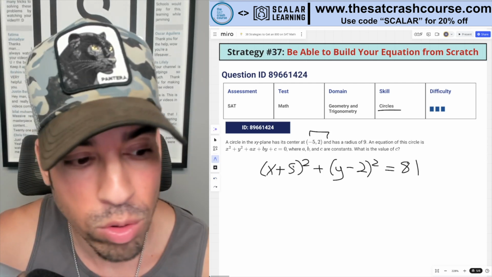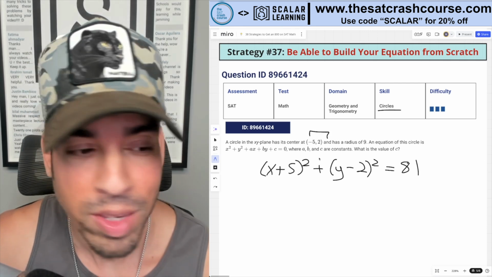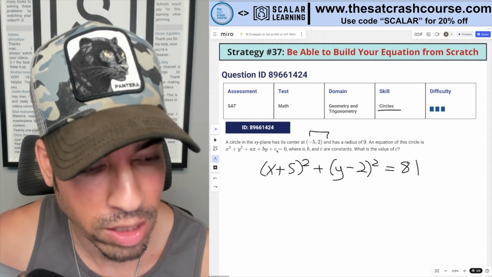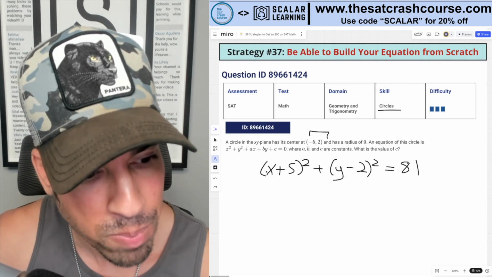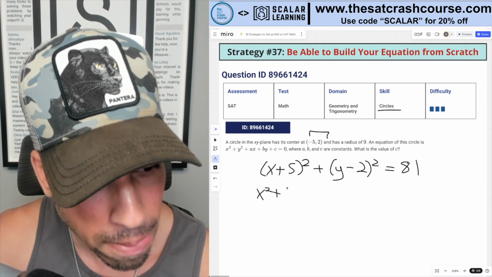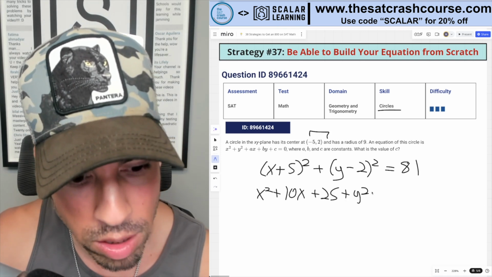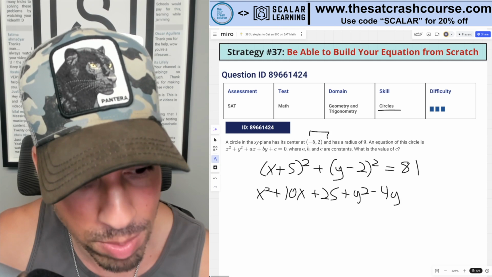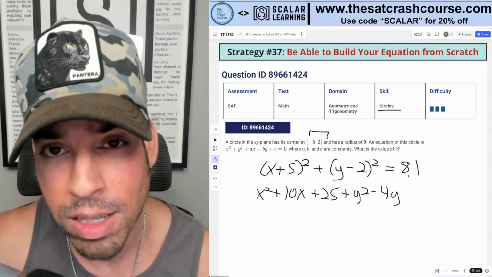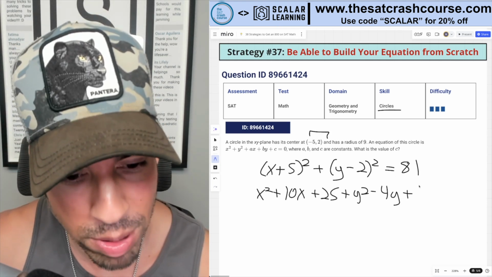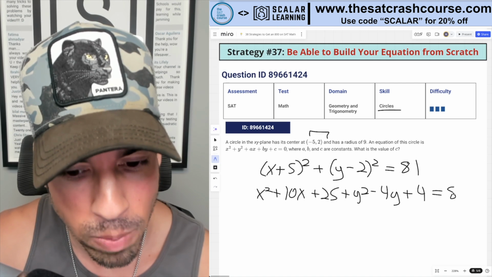And so all I got to do is multiply this out, set everything equal to 0, and then I should be able to solve for c. So let's do that now. Let's FOIL this out. This is x squared plus 10x plus 25 plus y squared minus 4y, because it's going to be -2y, -2y. So I'm kind of doing this quickly, and then plus 4 is equal to 81.